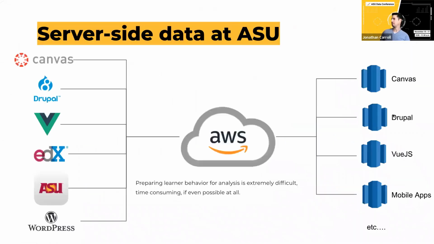Okay, so here's an example of server-side data that we get at ASU. There are integrations to get Canvas data. If you have a Drupal database that you are migrating maybe to AWS, great. If you have websites built in Vue.js or those working with the edX or OpenEdX LMSs, great. Mobile app, awesome. You're on WordPress, they got you.